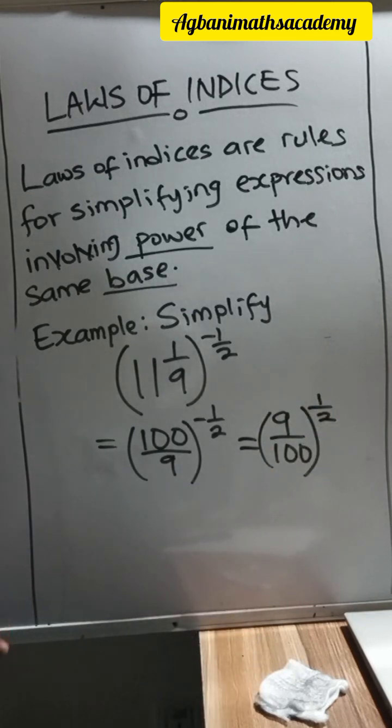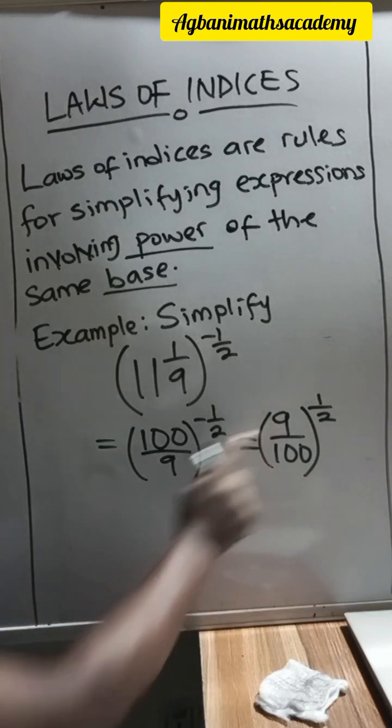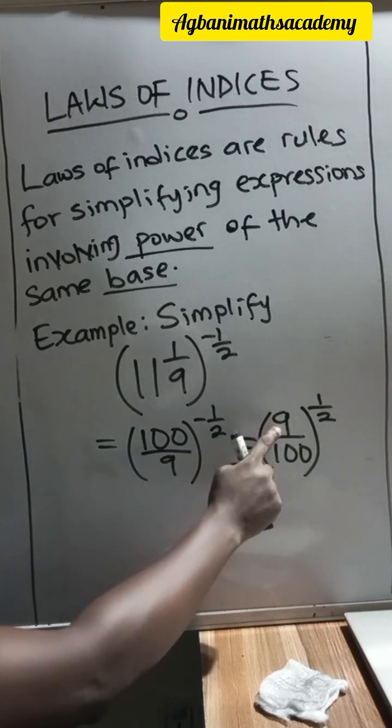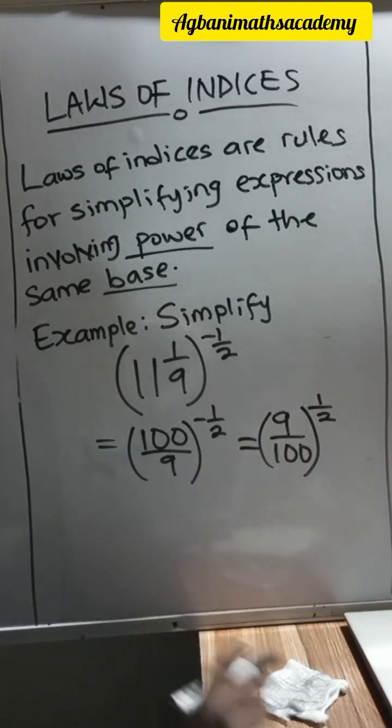So solving questions on indices is quite simple. It's not difficult, it's very simple. All you need to do is follow the laws of indices. So now we've gotten the inverse of this. So we have 9 all over 100 to the power of 1 all over 2.